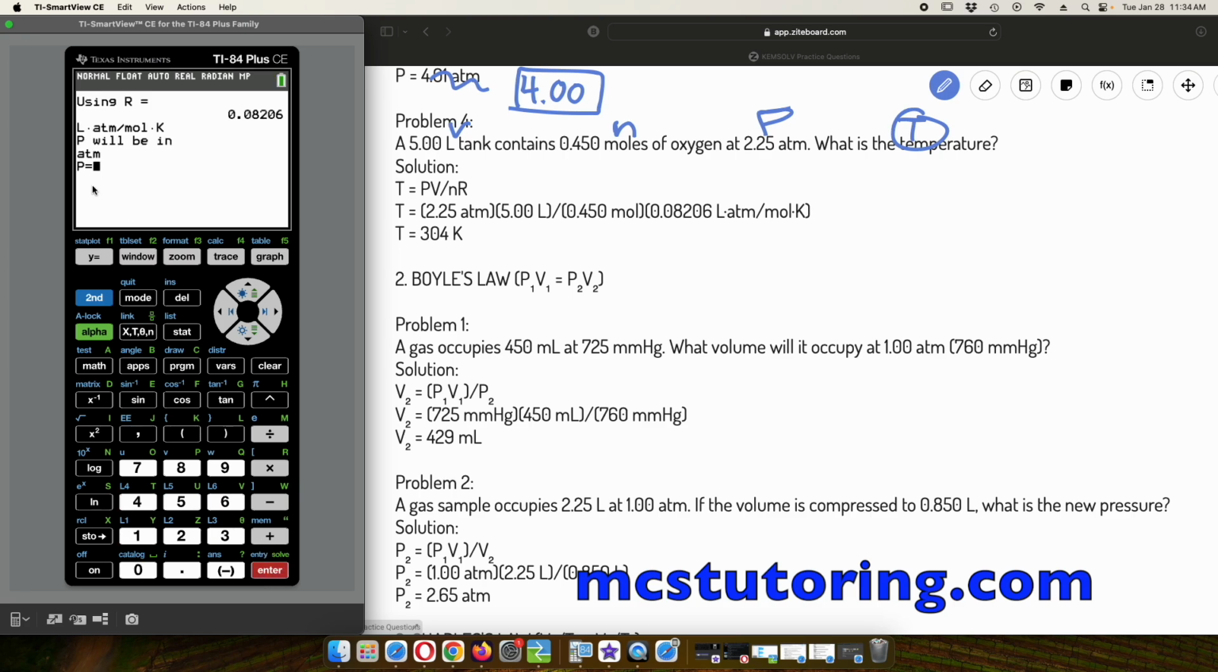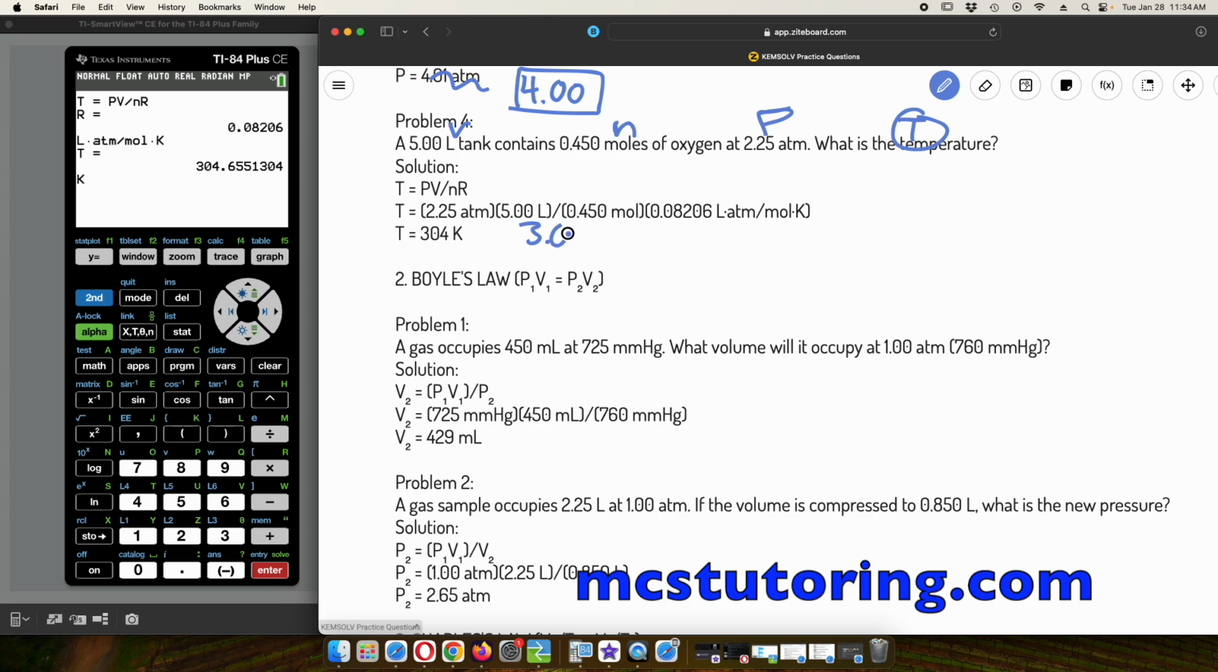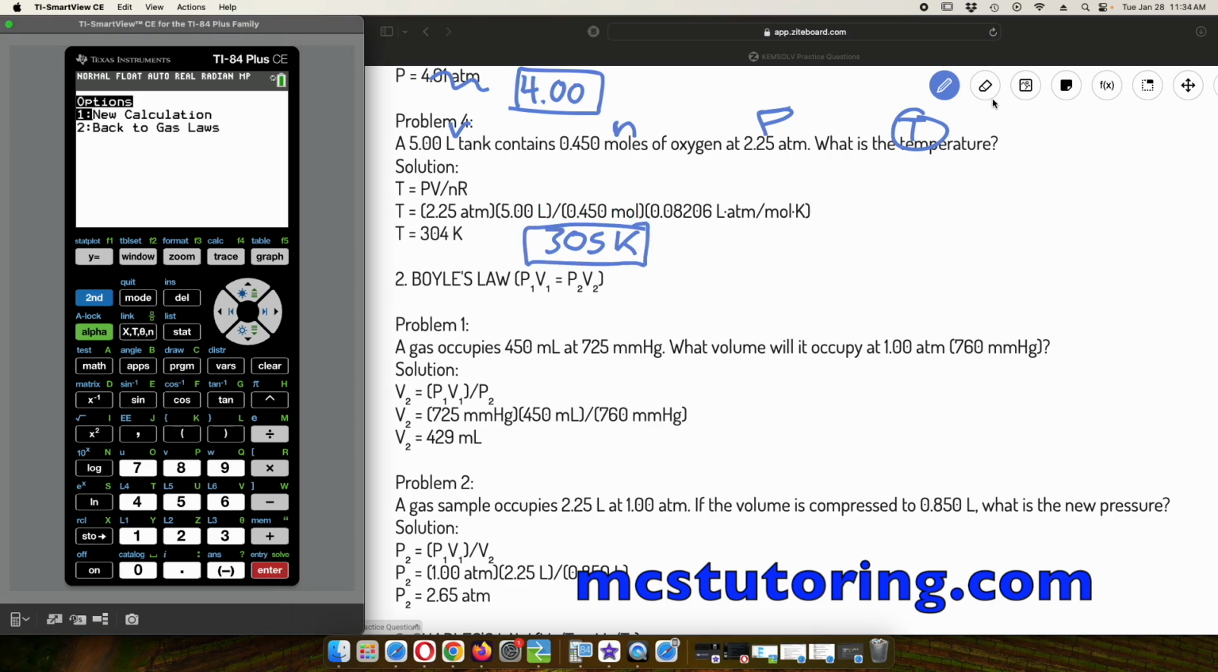So we go there. So what's the pressure? Oh, 2.25 ATM. And then volume is 5 liters. And then number of moles, 0.450. And then we get 304.65. Again, we're going to round to 305. No surprise, what we're doing now is more accurate than what I got using Google Docs.